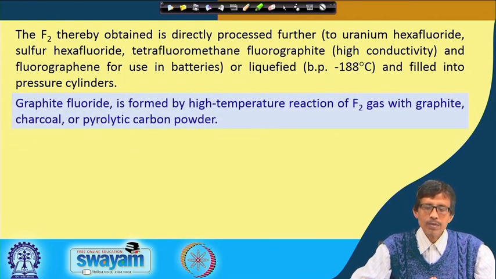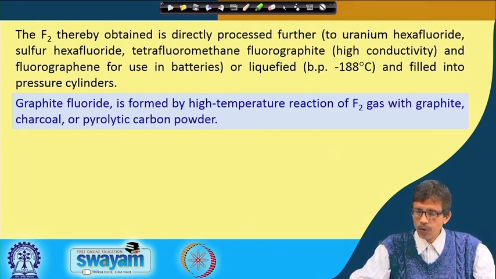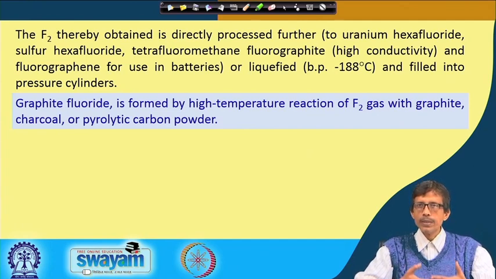Then we can have this fluorographite or graphite fluoride, what we call. How do we make it? It's very easy to have your graphite material in your hand from any good carbon source. So, it's basically the fluorination of the graphite material, the fluorination at high temperature.